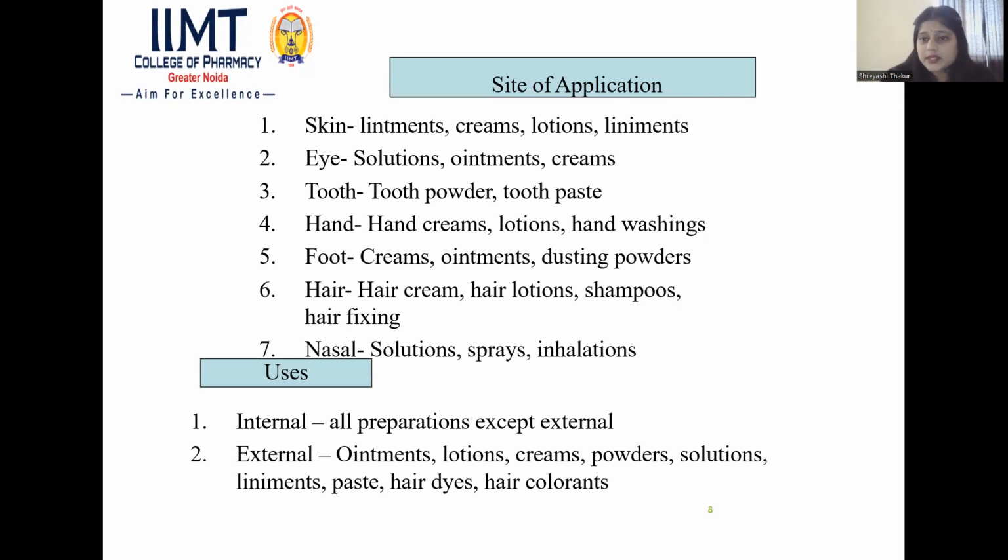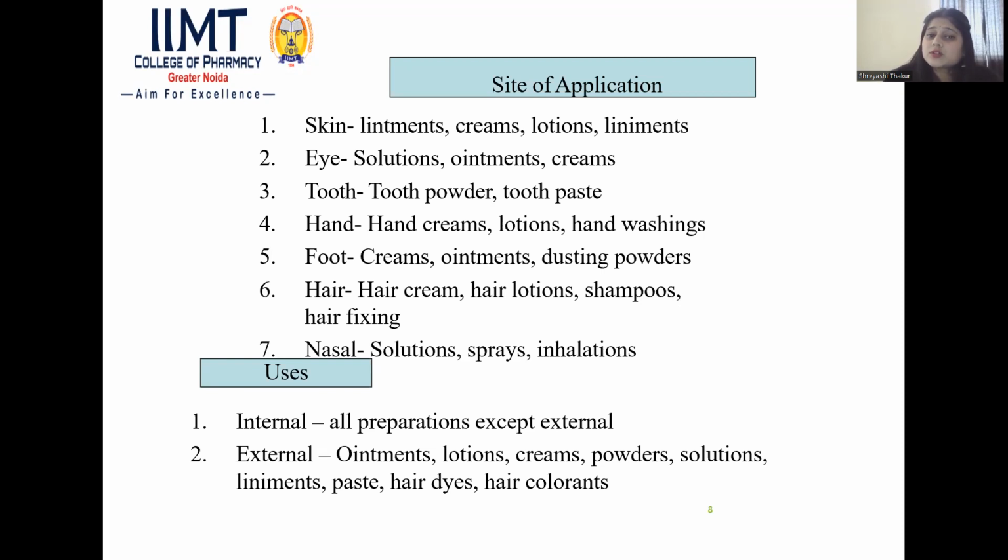Our next topic is site of application, through which we can use various types of medicine. First, the site of application includes the skin. Skin is also a site of application. Examples for the skin are various types of creams, lotions, and liniments used on our skin for the treatment of any types of disease. The next one is eyes. Various types of solutions, ointments, and creams are applied to our eyes to treat various types of disease. Then the next one is tooth.